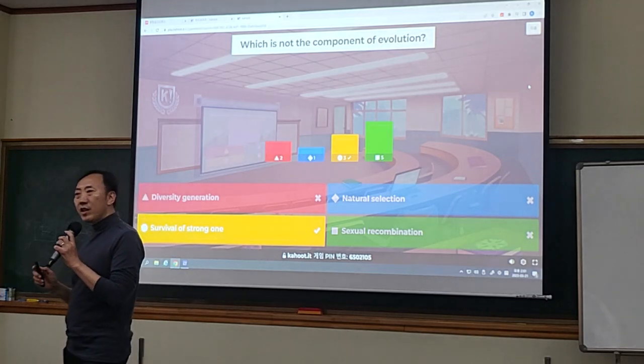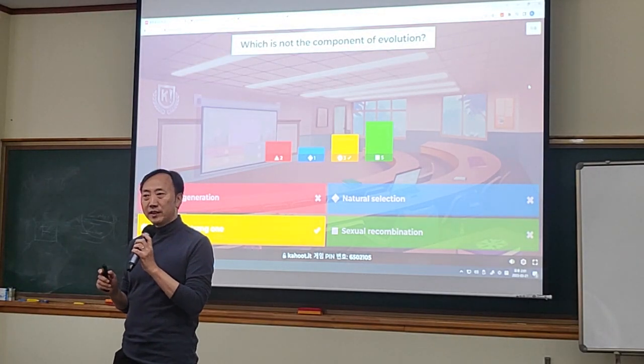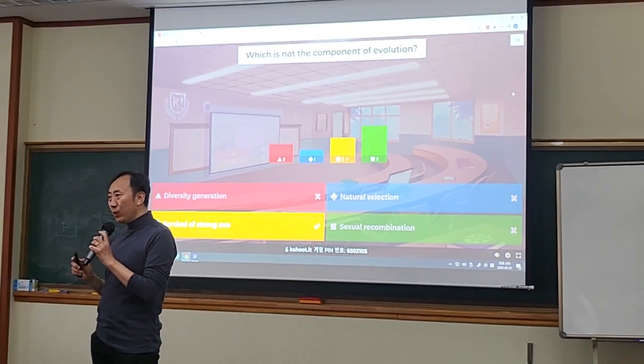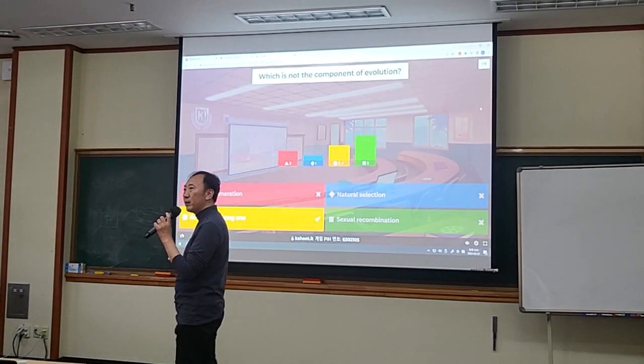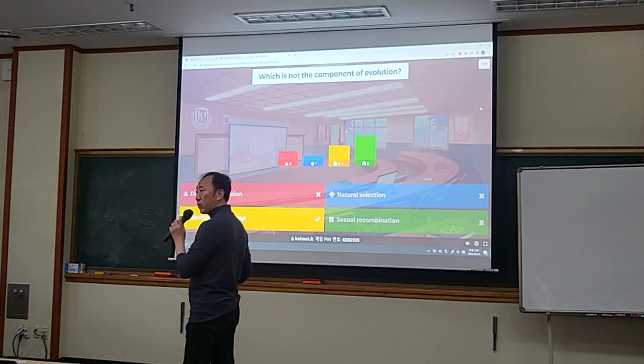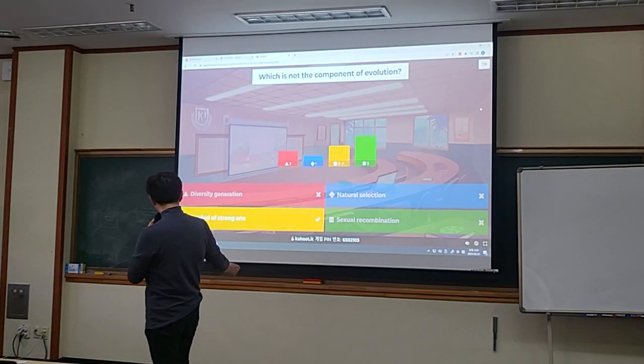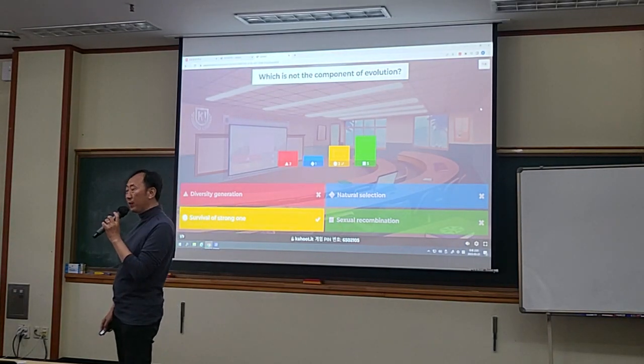And diversity generation has different methods. Point mutation is one way. The other big invention for diversity generation is sexual recombination. This is a part of diversity generation.